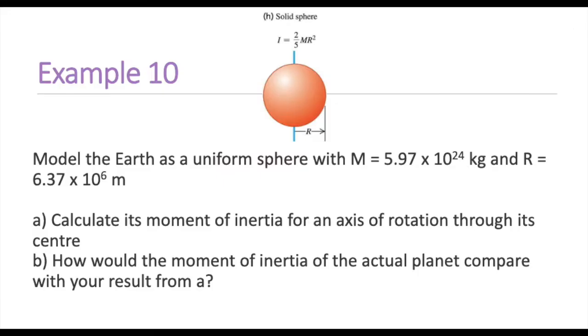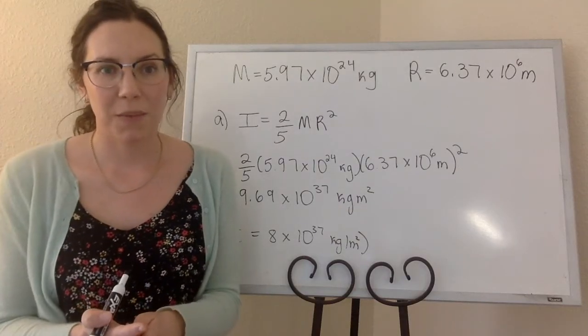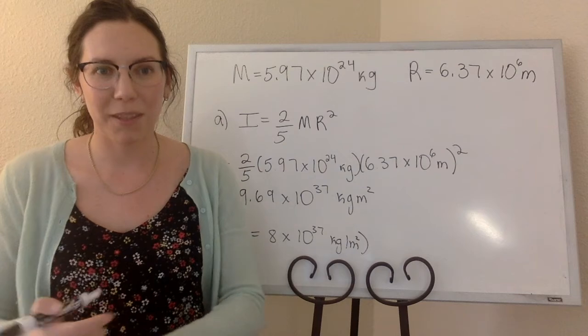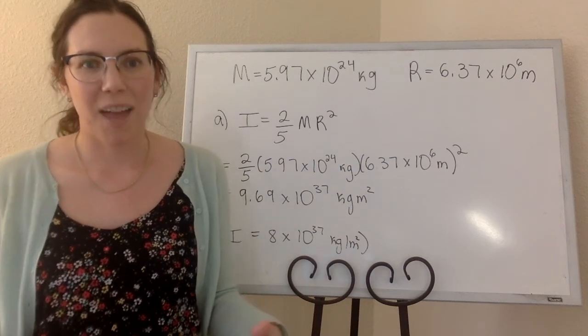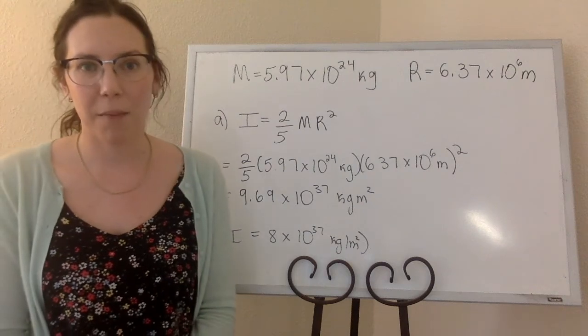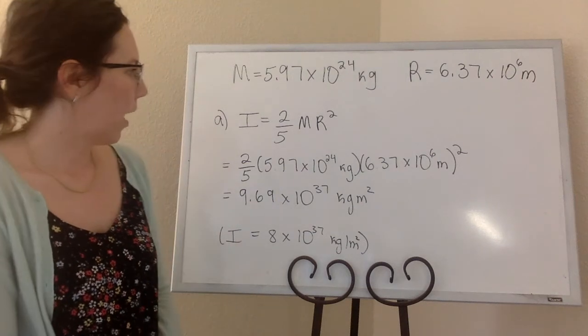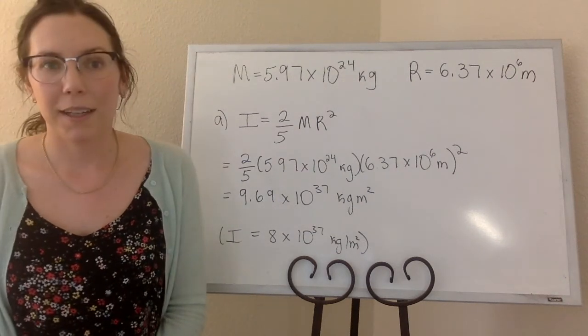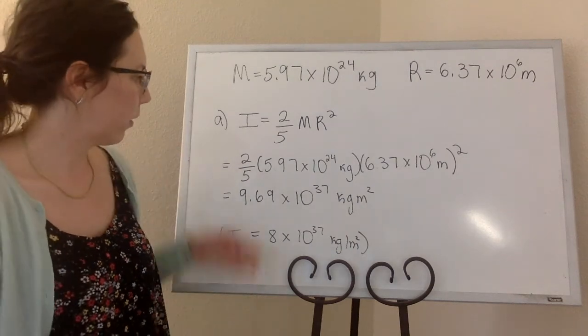Okay, example 10. Model the Earth as a uniform sphere with mass 5.97 times 10 to the 24 kilograms and radius 6.37 times 10 to the 6 meters. All right, so if we're looking at our table for a uniform sphere, this is a uniform sphere rotated about its diameter, and we find that the expression for the moment of inertia is 2/5 mr squared. So then it's really easy, just plug in the numbers from that. So these are really useful.